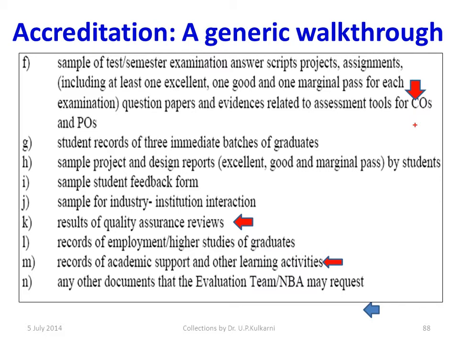The other important thing is the assessment tool for course outcome and program outcome. Evidence, definition of the assessment tool, use of the assessment tool, its effectiveness, its improvement, all these things are seen here. Result of the quality assurance review, how it is being used. This is again the most important thing. Record of academic support and other learning activities. Other learning activities, you can look into in-class learning activities and out-of-class learning activities. They also play a very important role.